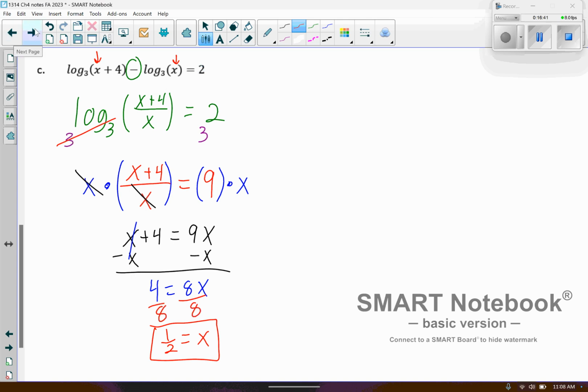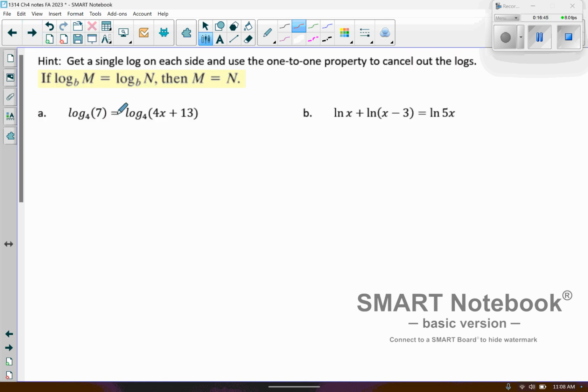Okay, so we have one more page of examples kind of similar to this, but now what we're going to see is we're going to have the logarithms on both sides. And so what we have to do is get a single log on each side and then use the one-to-one property to cancel out the logs.